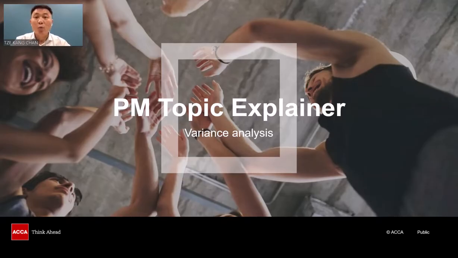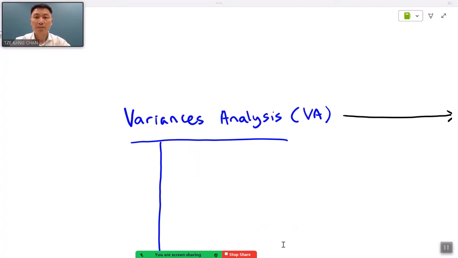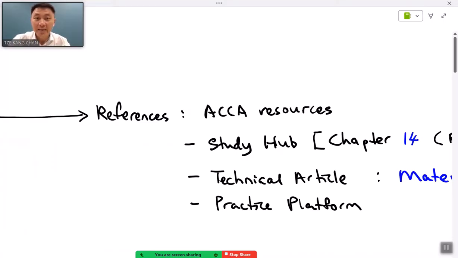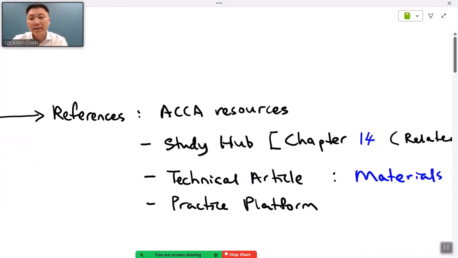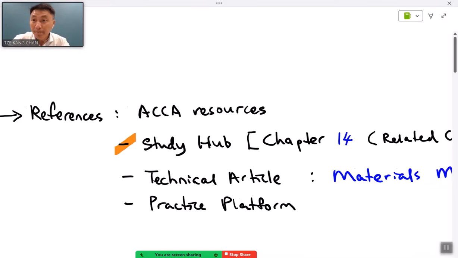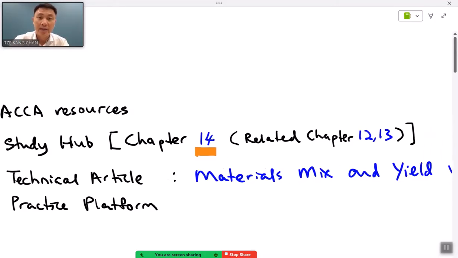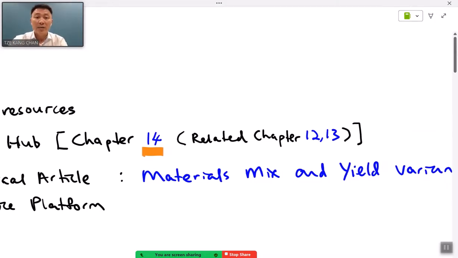In this video, we will discuss one of the technical topics on variances analysis. We will be making reference to the following resources on the ACCA official website, namely Study Hub, in particular Chapter 14 on planning and operational variances, which requires prerequisite knowledge, in particular of Chapters 12 and 13.